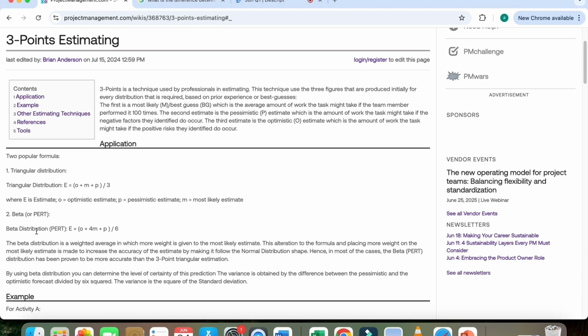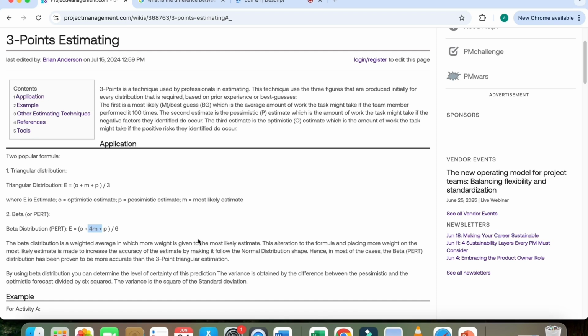So the beta distribution or the PERT technique is defined by this formula, which is your estimate, which is E, is equal to O plus 4M plus P divided by 6. So that is the beta distribution, which is a weighted average in which more weight is given to the most likely estimate, which is at the mean point of your optimistic estimate versus your pessimistic estimate. So we have to be very careful in terms of applying the correct formula in these kind of questions.